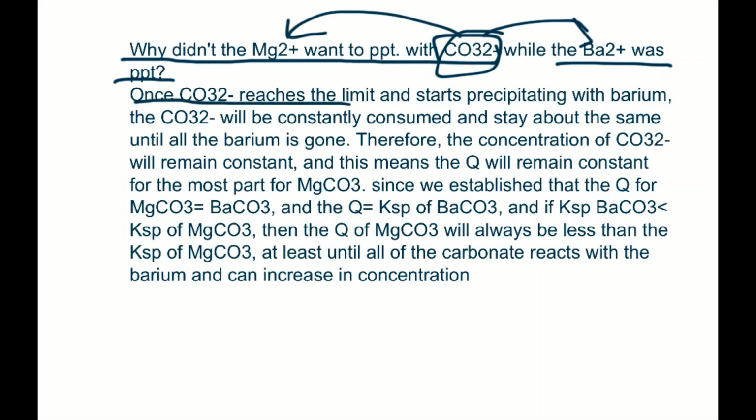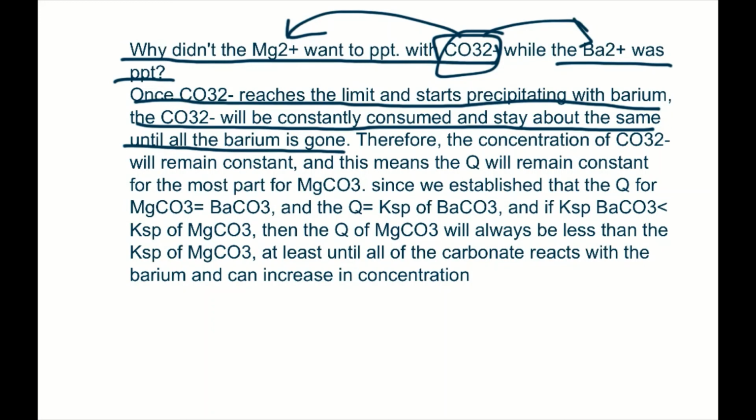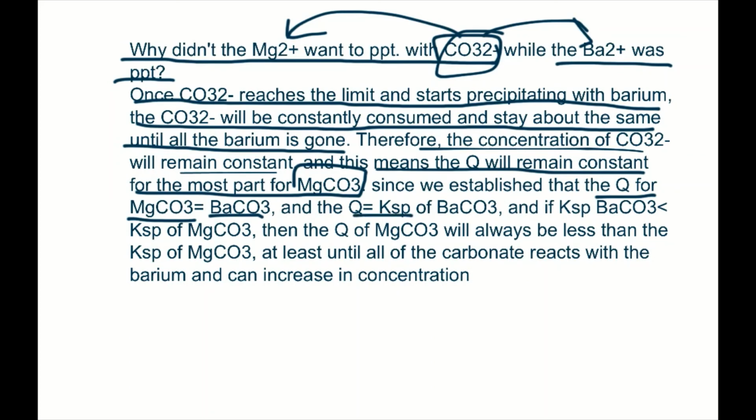Once carbonate reaches the limit and starts precipitating with barium, once you add more carbonate, the carbonate will be constantly consumed and stay about the same until all the barium is essentially gone. Therefore, the concentration of carbonate will remain constant, and this means the Q will remain constant for the most part for magnesium carbonate. We established at the beginning that the Q for magnesium carbonate is equal to the Q of barium carbonate, and the Q of barium carbonate was equal to the Ksp of barium carbonate.